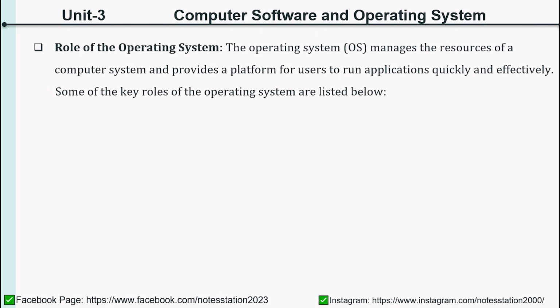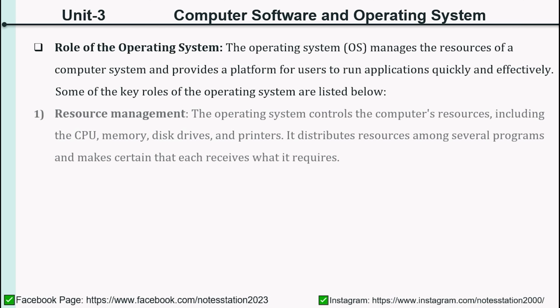Role of the operating system. The operating system, OS, manages the resources of a computer system and provides a platform for users to run applications quickly and effectively. Some of the key roles of the operating system are listed below. Resource management. The operating system controls the computer's resources, including the CPU, memory, disk drives, and printers. It distributes resources among several programs and makes certain that each receives what it requires.